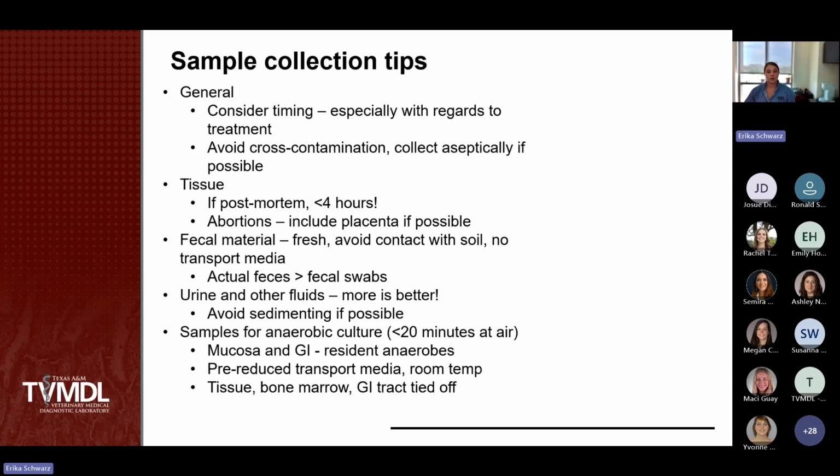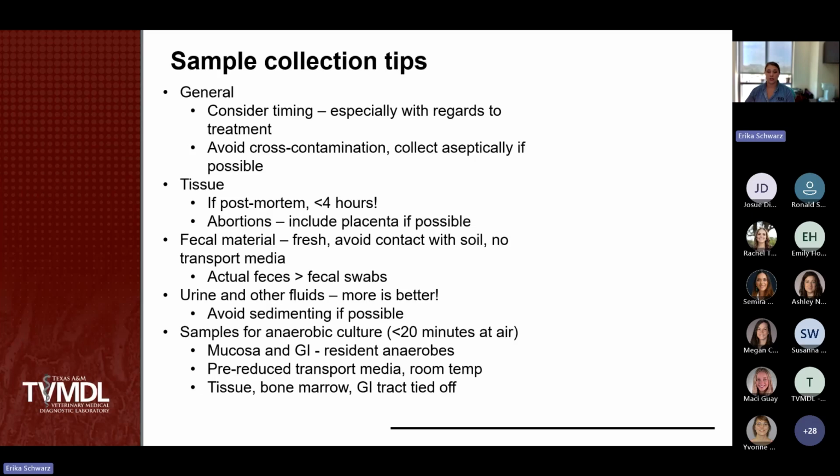Samples for anaerobic culture, we really are a little bit more picky about these. We'll certainly try to set them up. We'll try to do the best we can with them, but anaerobic organisms are generally fairly fragile organisms. You usually have less than 20 minutes at the normal ambient air before they start to die. So it's really important that we utilize transport media or appropriate sample types in order to get the best results.